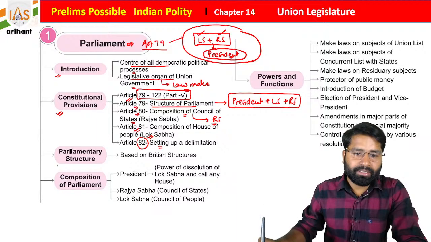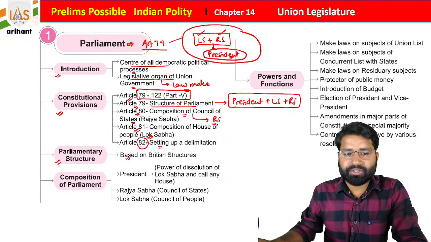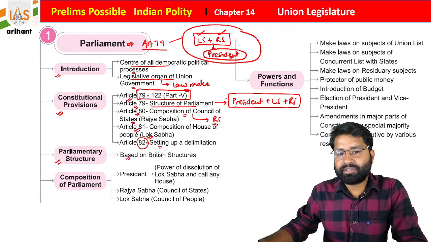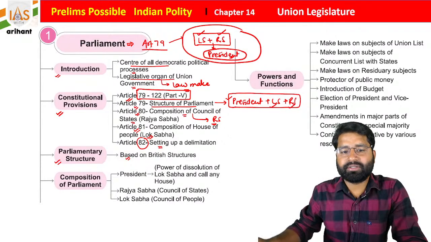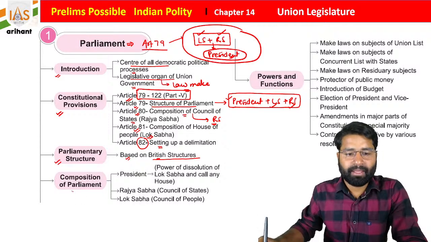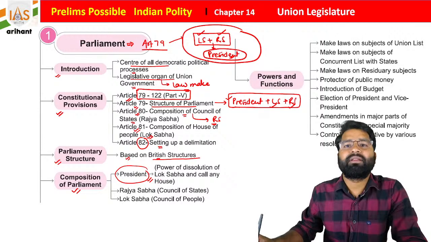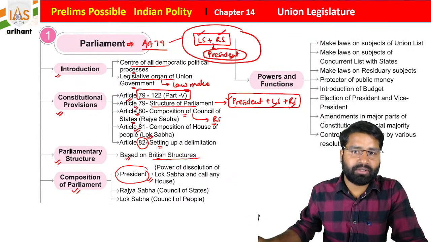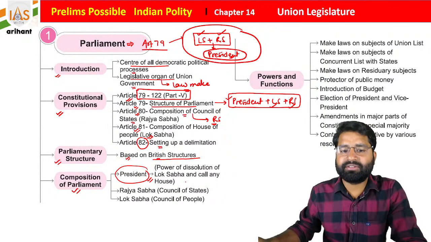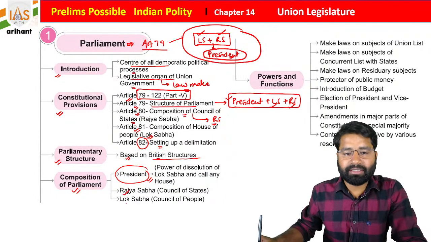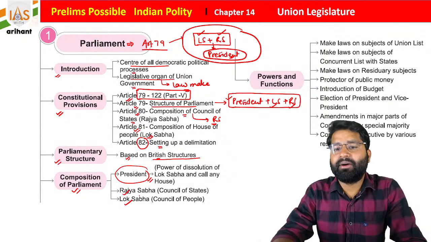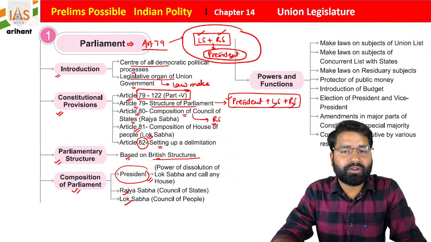Now, we already discussed the structure. It consists of the President, Lok Sabha and Rajya Sabha, and is based on the British structure in the same format. If we talk about composition, the President is part of the parliament, although he does not take part in the Lok Sabha or Rajya Sabha process, but yes, he is part of the parliament. Then Rajya Sabha and Lok Sabha. What are the powers and functions of the parliament, students?